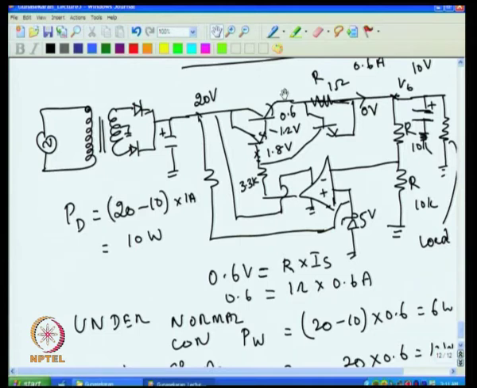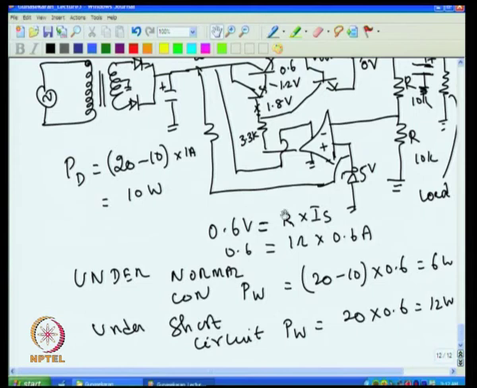So one way of reducing the heat would be to reduce the current limit. Do not limit at 0.6 ampere, you limit it much lower than 0.6. For example, when short occurs, I should make sure that the current limiting takes place as soon as 0.3 ampere flows through this. In that case 20 into 0.3 ampere will give me only 6 watt of dissipation. But as long as short is not there, when the output is 10 volt, the current limit should not come into picture up to 0.6 ampere. So that is to be achieved. That can be achieved by slightly modifying the circuit in the following manner.